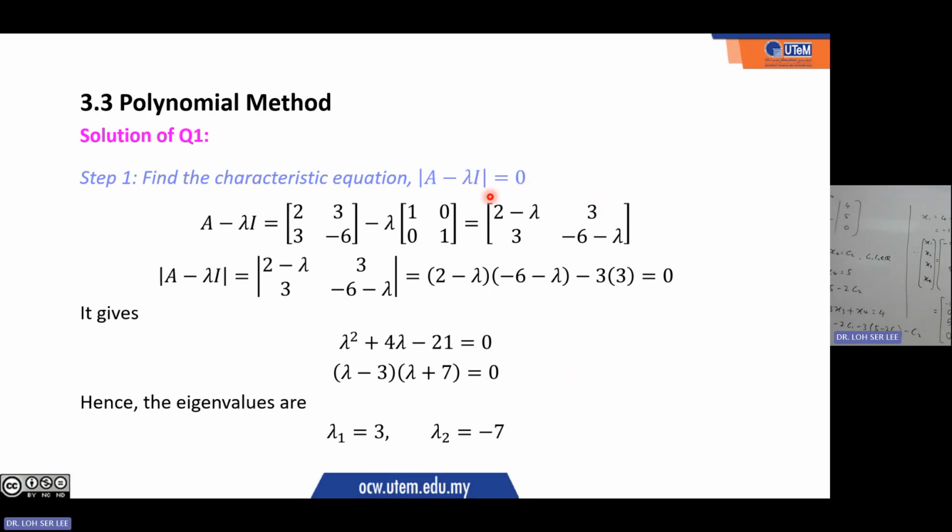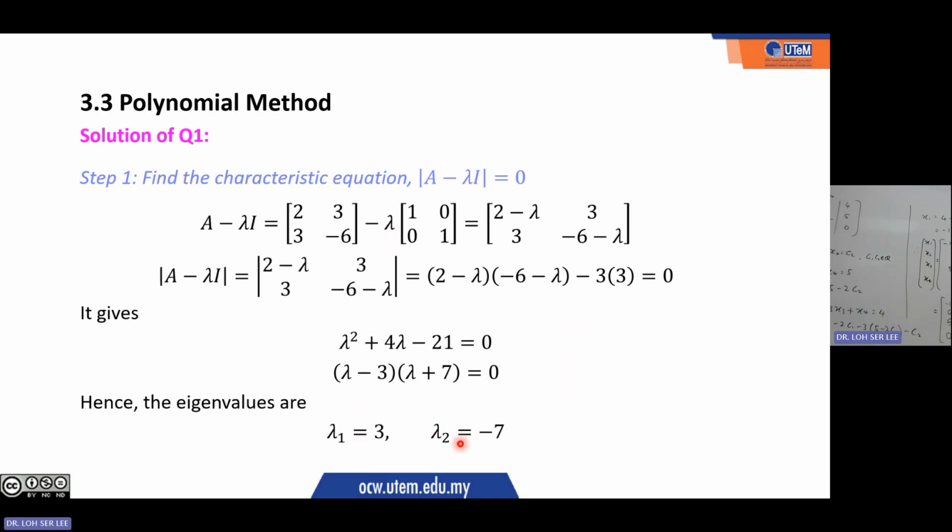Once you get this matrix, we find the determinant and we let this equal 0. To get the determinant of this 2 by 2 matrix, we use AD minus BC. So this one equals 0. It needs to be 0. You expand and simplify, you get this. And from here, you can use your calculator to do the factorization to get the values of lambda.